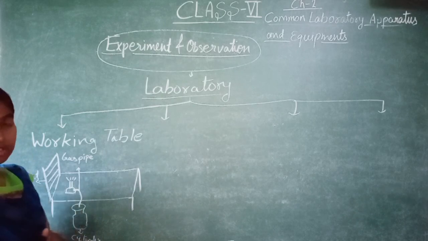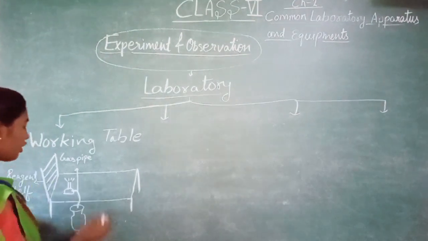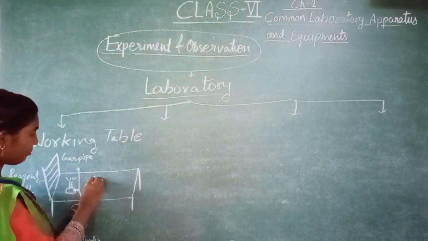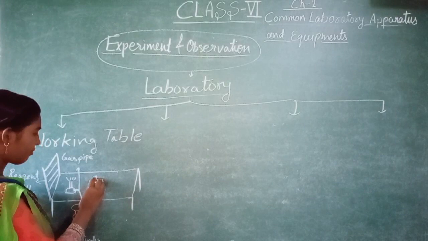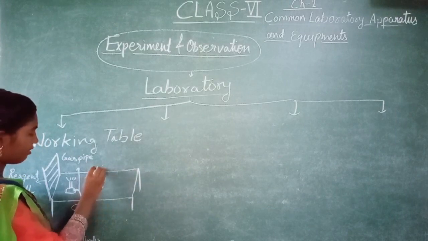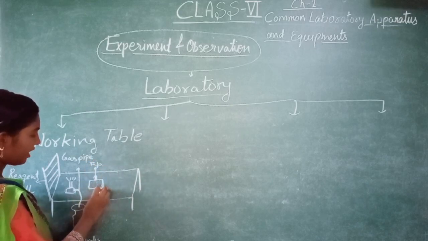Now we have done the experiment in some things. Now we need to wash the equipment. So to wash, in between there is a tap. There is a tap as well as a sink. So the third thing which is present there is the tap and sink.